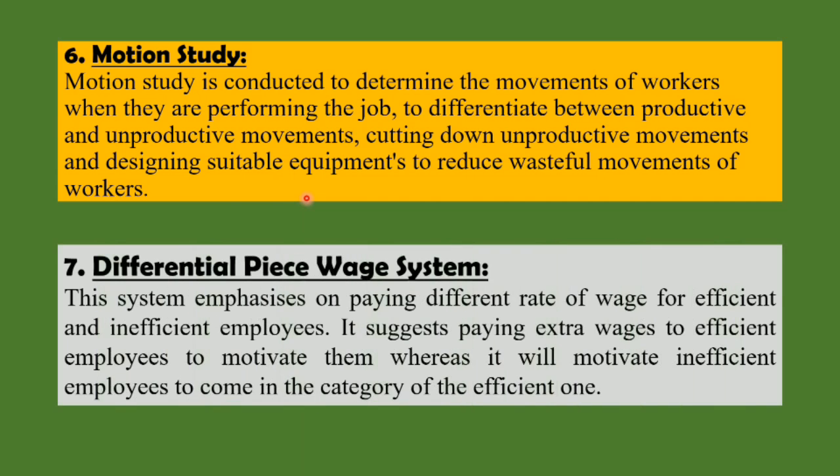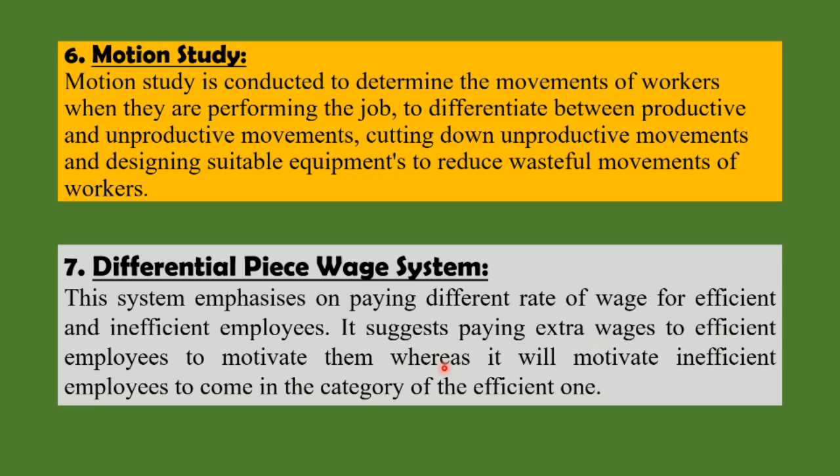Okay. Now next comes your differential piece wage system. So this system emphasizes paying different rates of wage for efficient and inefficient employees. It suggests paying extra wages to efficient employees to motivate them, whereas it will motivate inefficient employees to come into the category of the efficient ones. So your differential piece wage system says that different wages should be given to the efficient employees and to the inefficient employees.